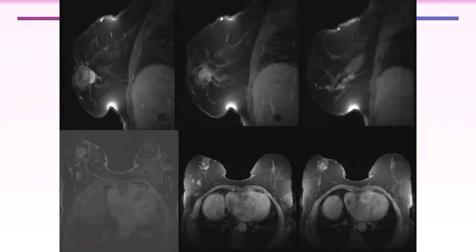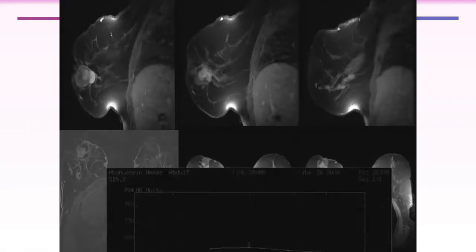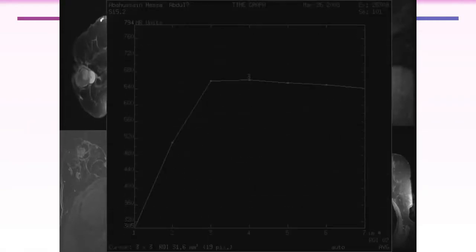So your differential, it will be, giving a type 2 curve. So what is your differential diagnosis? It is breast carcinoma, DCIS, or invasive ductal carcinoma, or papillary carcinoma. Excellent, excellent.